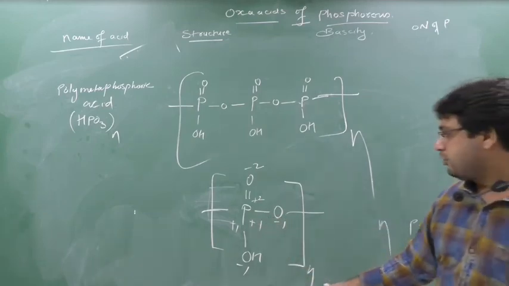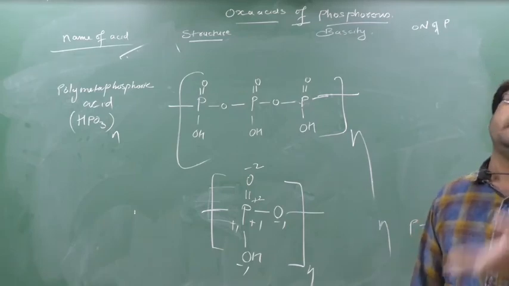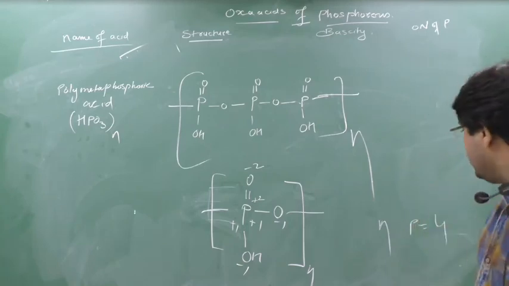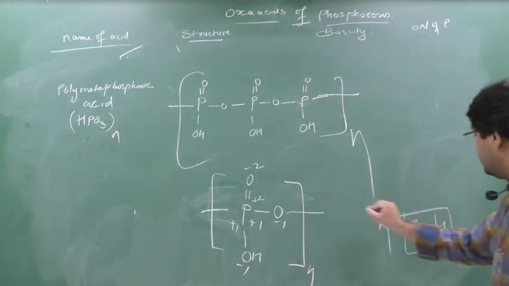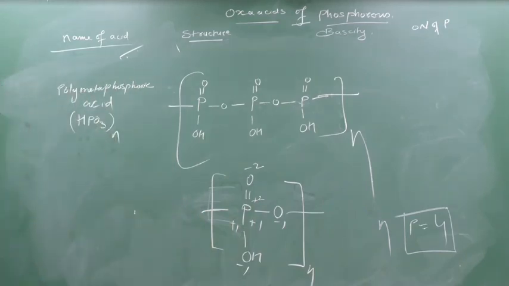If N were equal to 2, then 2 phosphorus will come. So 2 phosphorus means 8, so 1 P means 4. If 3 phosphorus, 3 phosphorus means 12 will come, means 4. Means each phosphorus oxidation number will be 4. So this is the structure of polymetaphosphoric acid. So I hope you understood all the structures.